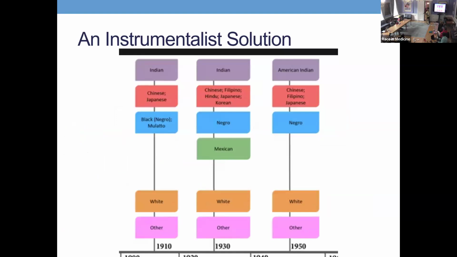And so for those of you at home or online, we've got 1910, 1930, and 1950. I want to highlight these three areas of the census. In 1910, it was Chinese and Japanese. In 1930, it was Chinese, Filipino, Hindu, Japanese, and Korean for Asian. And then 1950 was Chinese, Filipino, and Japanese. What happened to the Koreans?